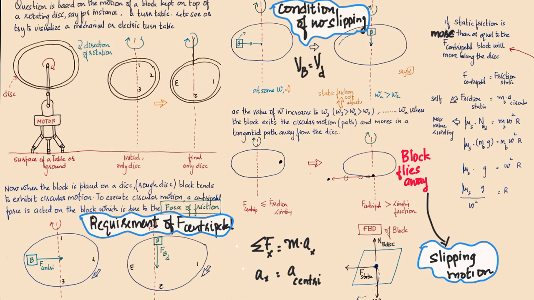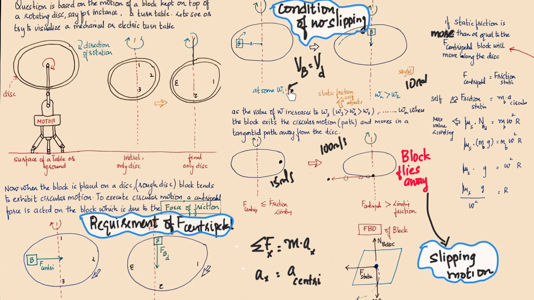And how is that obtained? This is obtained only when this beaker kept at a distance r will execute a centripetal force caused due to the friction. Now, let us say omega is 5 rad per second, and then we have omega 2 which is 10 rad per second, and then we have omega 3 which is 15 rad per second, and then we have 100 rad per second, say for example.